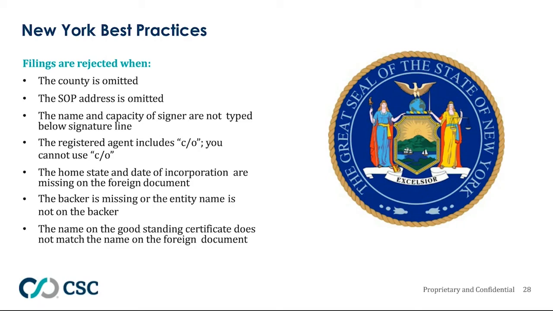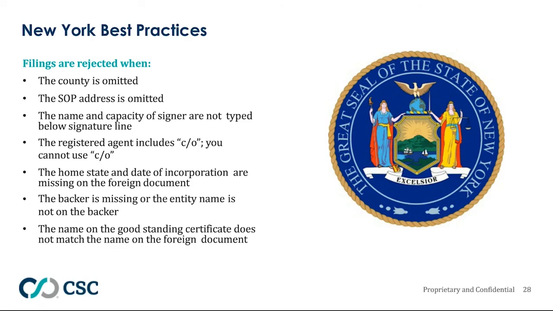In the state of New York, the Secretary of State is the agent for all corporations. The minimum requirement is that you set forth a service of process address, and that address can be anywhere in the United States. And that is mandatory, so should not be omitted. Another reason for getting a document rejected is the name and capacity of the signer is not typed below the signature line. Or you might, if you designate a registered agent, put a care of, which cannot be done. Also, if it's a qualification document, an application for authority, you have to have the home state and the date of your incorporation on the document.